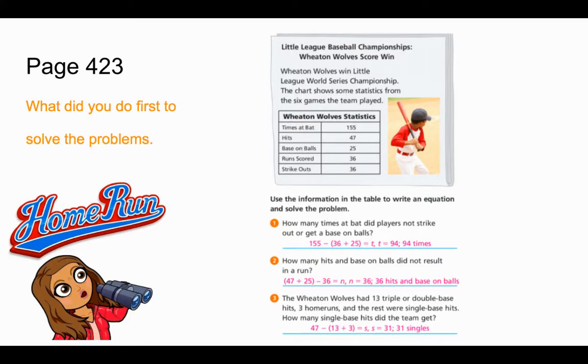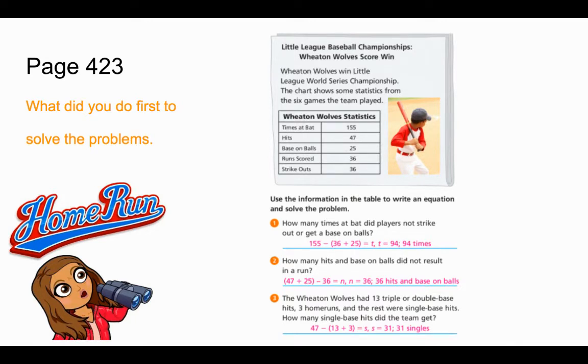All right, number 2, how many hits and bases on balls did not result in a run? So we're going to add up the hits and the base on balls, 47 plus 25, and we're going to subtract the 36 runs scored, and that will give us our difference. 47 plus 25 is 72. 72 minus 36 is 36. So 36 is your answer. How many hits and base on balls did not result in a run?